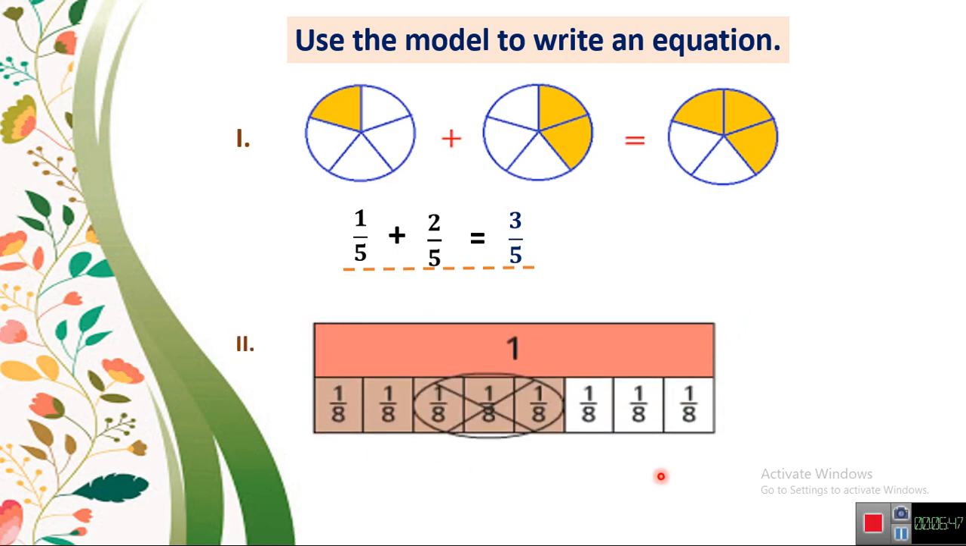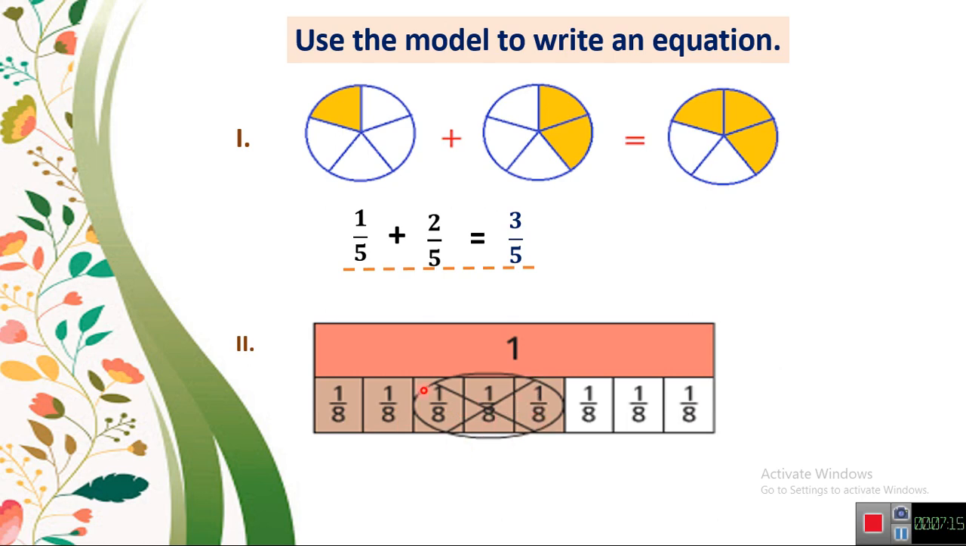What about this? What do you see in here? You can see a 1 whole has been split into 1, 2, 3, 4, 5, 6, 7, 8 equal parts. And then, how many have been shaded? 1, 2, 3, 4, 5. That means your fraction is 5/8.